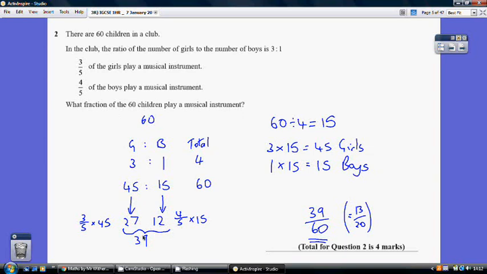So that's 39 children in total playing instruments. We've got to give our answer as a fraction, so it's 39 out of 60. Now that's fine as a final answer because we weren't asked to simplify it, but if you do simplify it by dividing top and bottom by 3, you get 13 over 20.